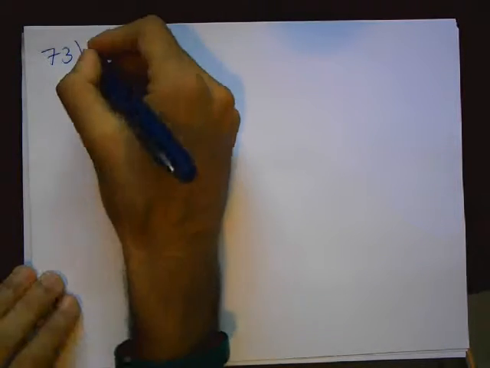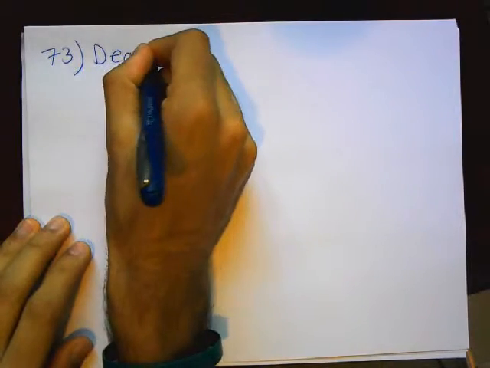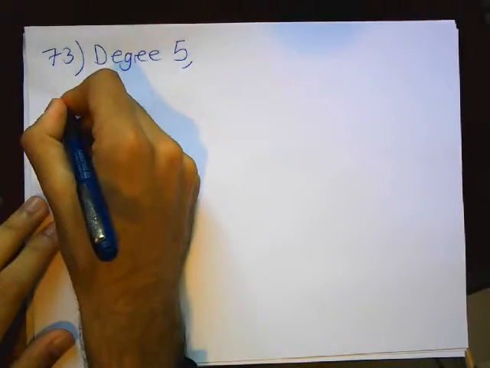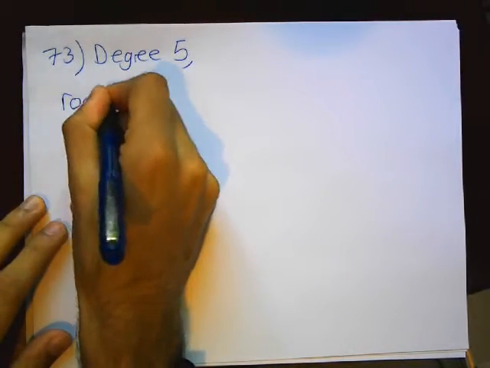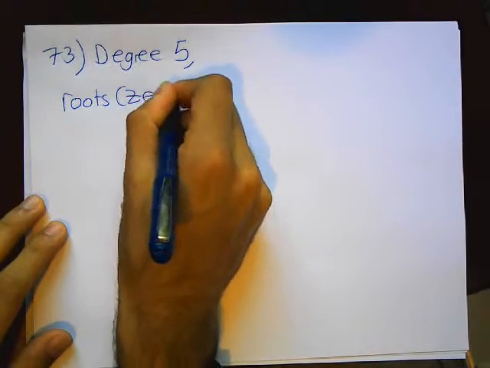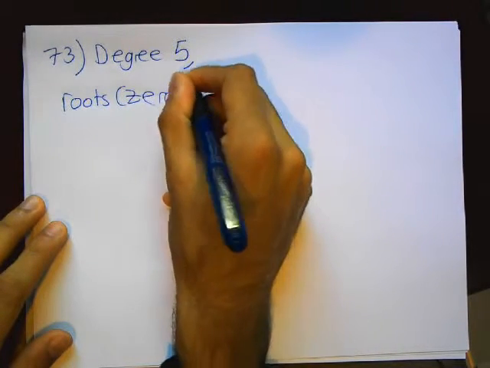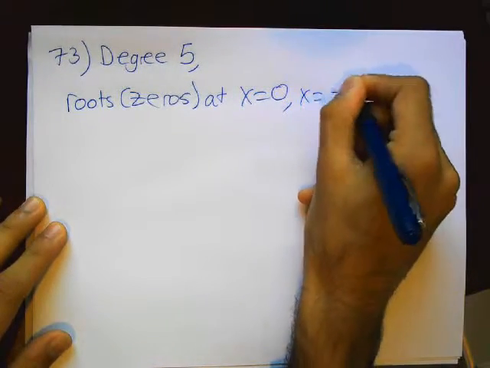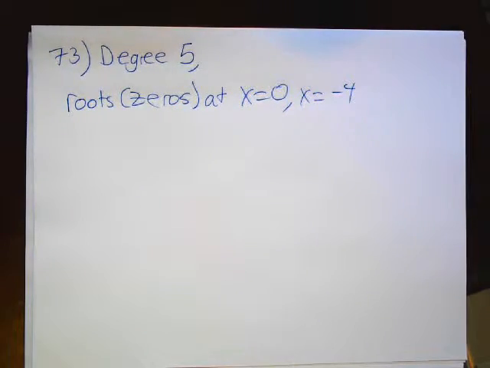This is problem 73, and the problem says, find a polynomial of degree n, so we need a polynomial of degree 5 that has these zeros. So we need to have roots, which as you know are just another word for zeros, at x equals 0 and x equals -4.